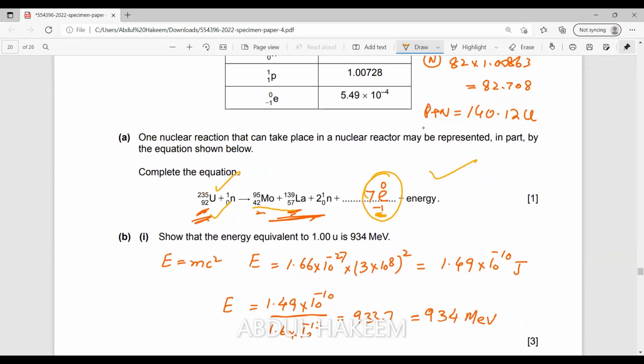Now show that the energy equivalent to 1 U is 934 MeV. 1 U mass is equal to 1.66 into 10 power minus 27 kg. Energy is equal to mc square, where c is the speed of light. So this is coming in joules. Now convert it into mega electron volts. So this value, 1.49 into 10 power minus 10, divided by 1 MeV, which is 1.6 into 10 power minus 13. You will get this answer, which is approximately 934, close to this.